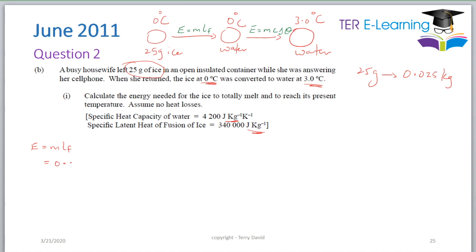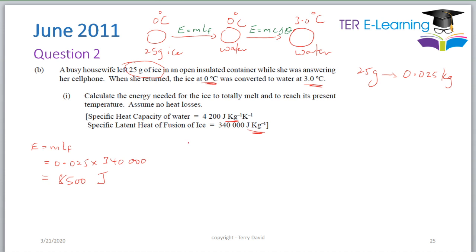So 0.025 multiplied by the latent heat of fusion of ice, which is 340,000. Right, so in the exam they're going to give you these pieces of information. You don't have to learn it off. 0.025 multiplied by 340,000, and you're going to get 8,500 joules. Right, so that's for the first step. That's to just melt the ice.